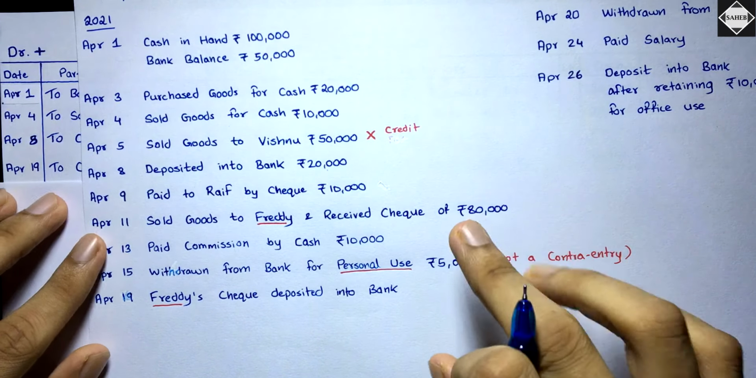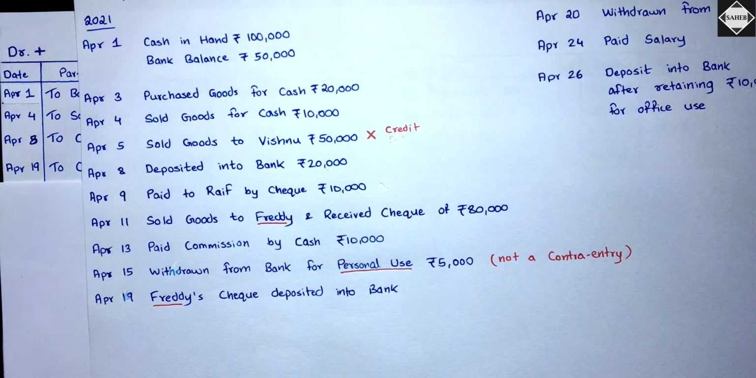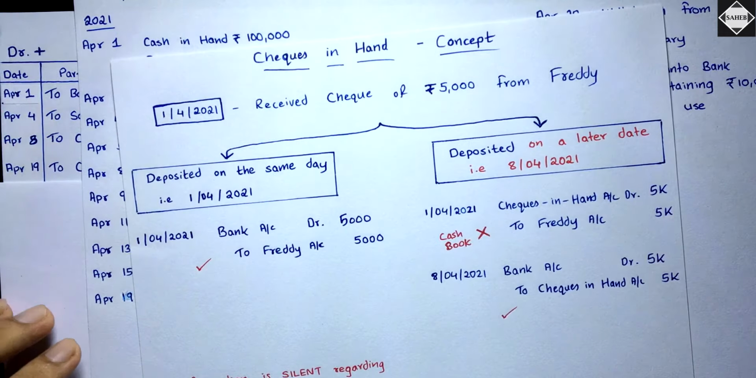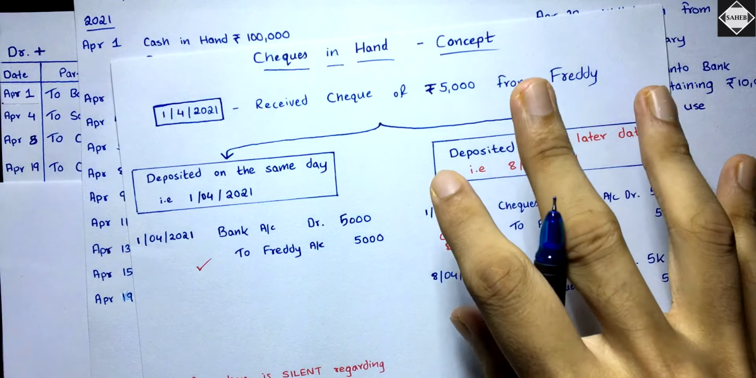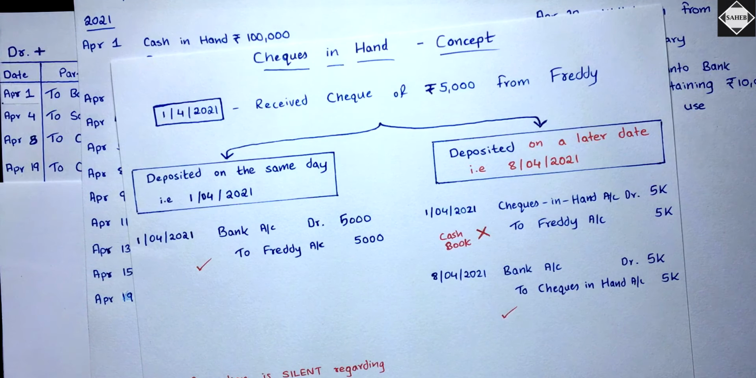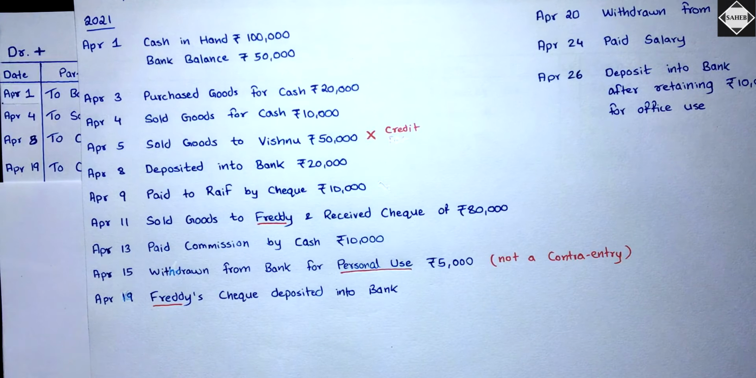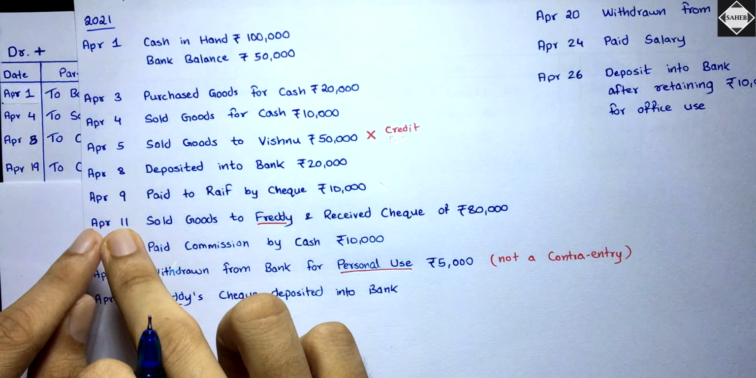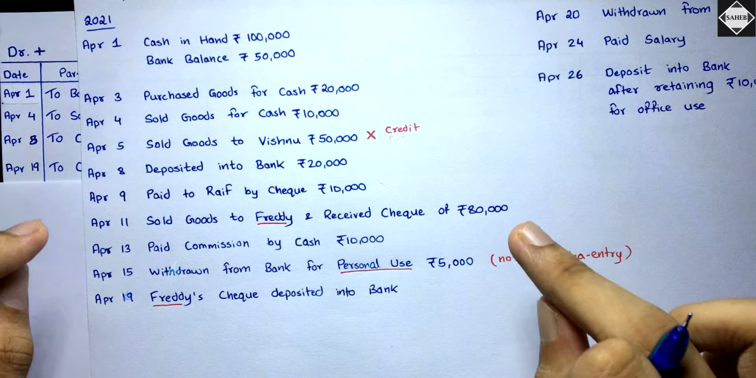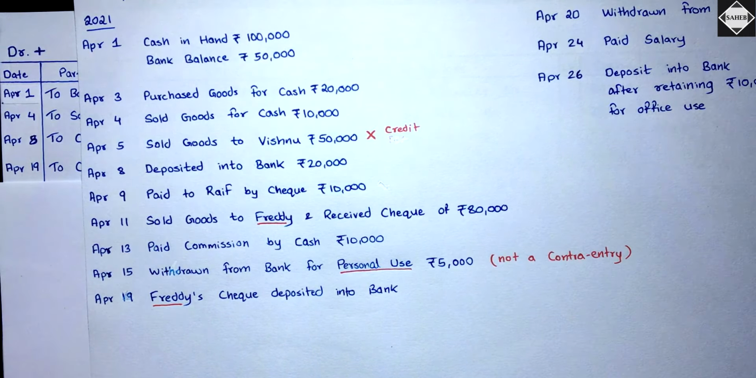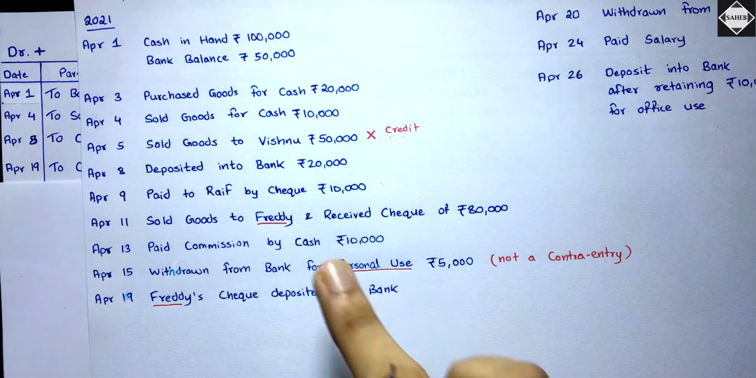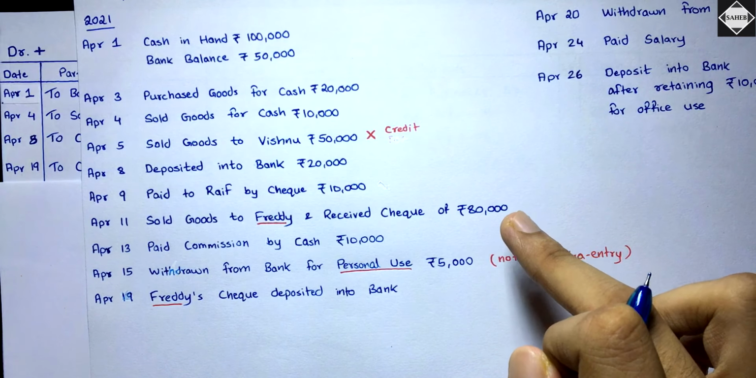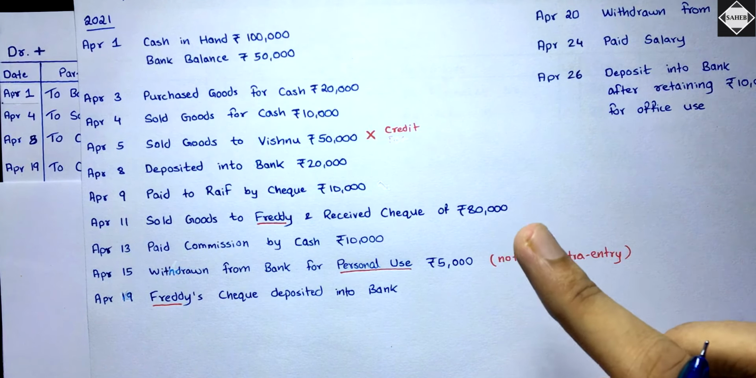Now here the checks in hand concept comes into the picture. You have to identify whether it is case one or case two: deposited on the same day or deposited on a later date. How will you identify this? It's simple. Just by reading this, you have to see whether they are saying that the check has been deposited on the same day or not. In this line, you cannot understand anything. See here, sold goods to Freddy and received check of 80,000, but they are not talking about deposit or anything.